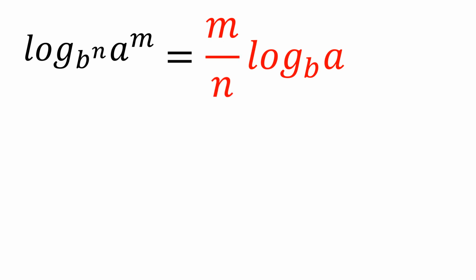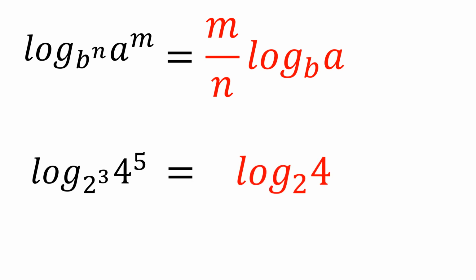The top is the exponent of the argument, and the bottom, or the denominator, is the exponent of the base. You cannot interchange that. So log of a to the base b times m over n. Let's use some specific numbers, like log of 4 to the power 5 over 2 to the power 3. You can write it as log of 4 to the base 2, and then write the exponents 5 over 3.